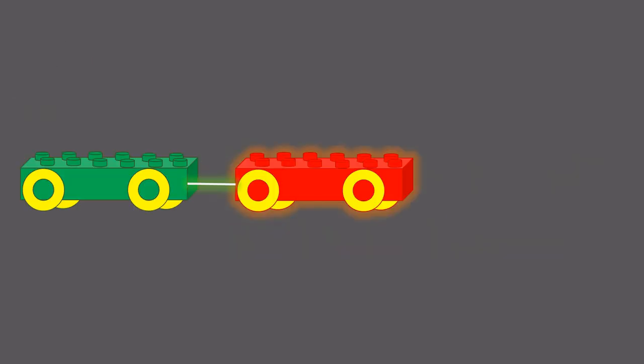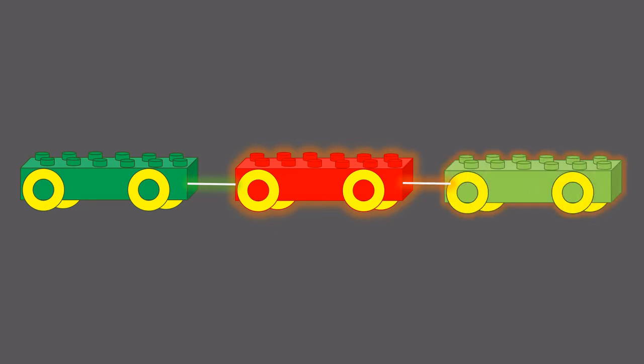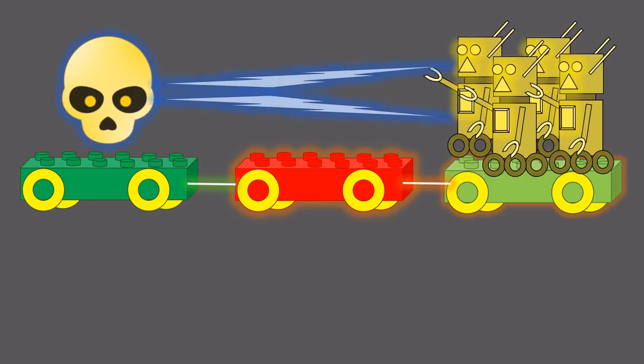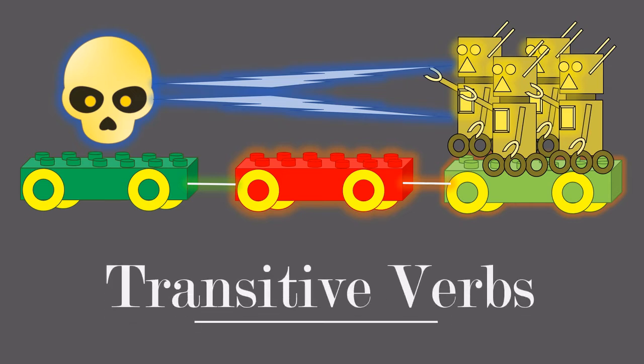Some verbs not only attach to subjects, but they also transfer energy to objects. These energy transferring verbs are known as transitive verbs. Basic transitive verbs have object connectors on their right sides. Like subjects, objects can become fairly complex, but they still all attach in the same way.